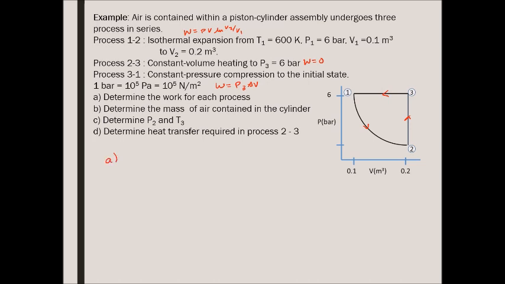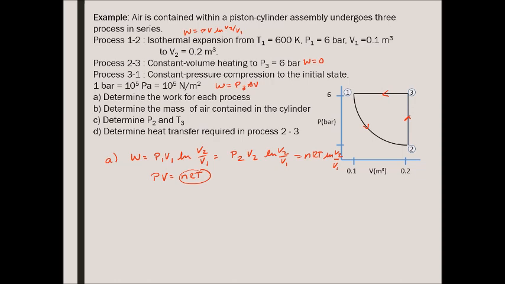So for part A, we have an isothermal expansion. So work is equal to P1 V1 times the natural log of V2 over V1. We could also use P2 V2 times the natural log of V2 over V1, because we said that pressure times volume equals nRT. If we're constant temperature, all these things are constant. So we could also use nRT times the natural log of V2 over V1. So which one do we pick? Well, we got to pick the one that's the easiest.